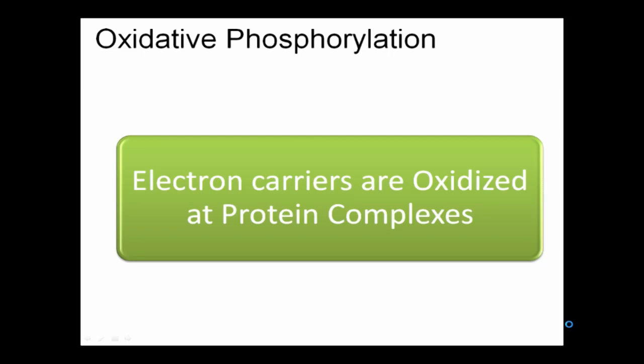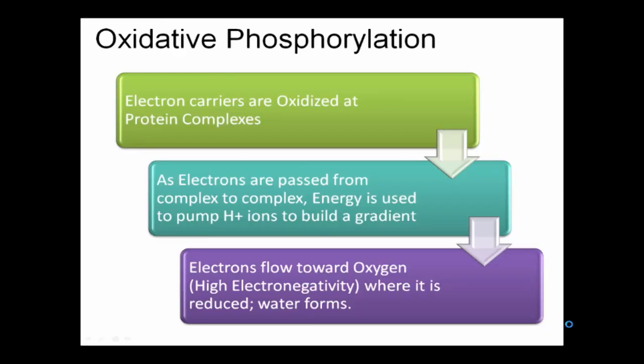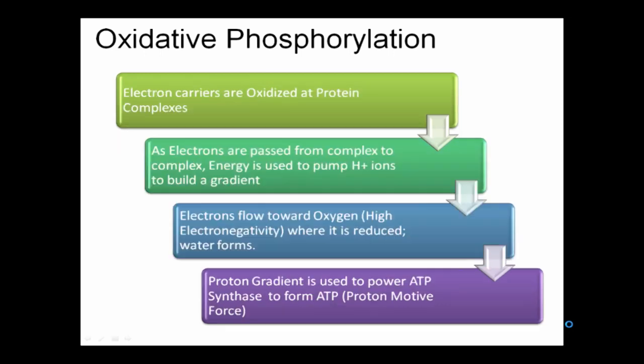the protein complexes. Then those electrons are going to be passed down. As they move down, they lose energy, pumping those hydrogen ions into the gradient. Electrons are going to flow toward oxygen because of its high electronegativity, where it is reduced. When oxygen is reduced, we form water. And then lastly, the proton gradient will be used to power ATP synthase to form ATP through proton motive force.